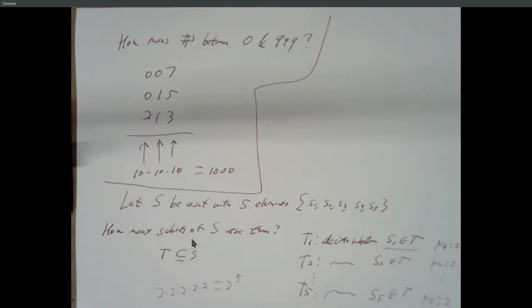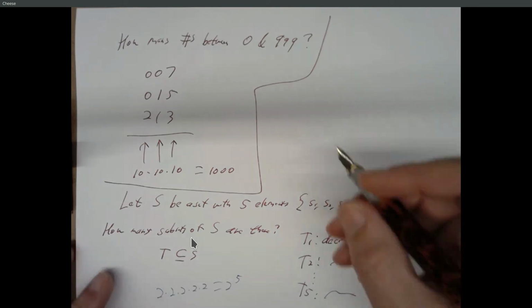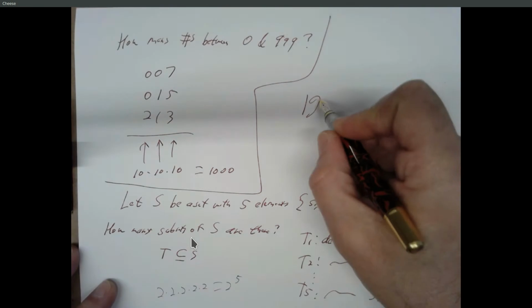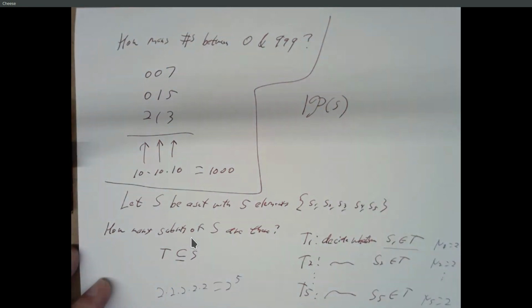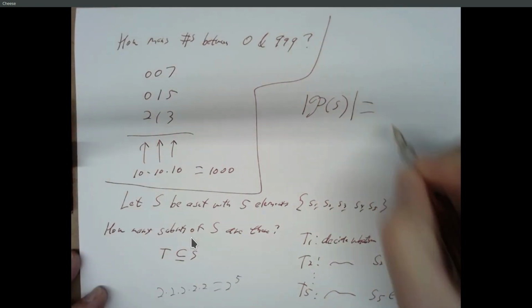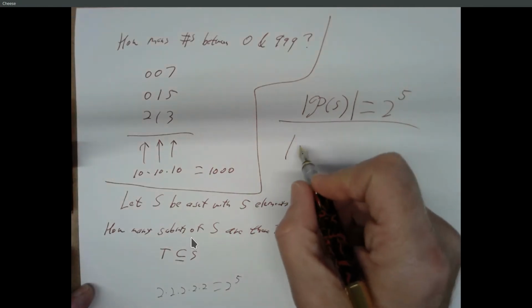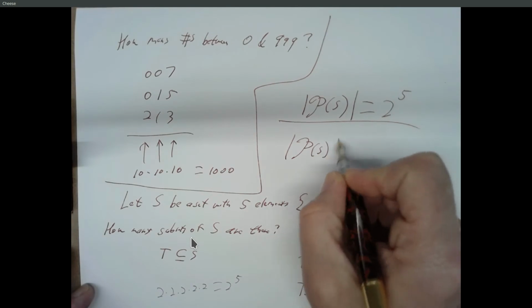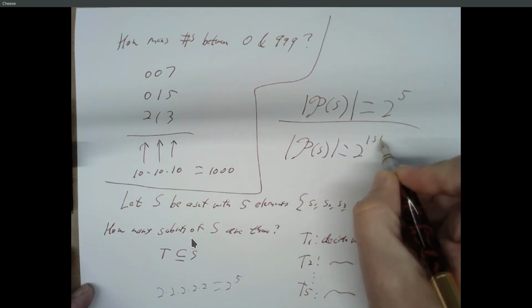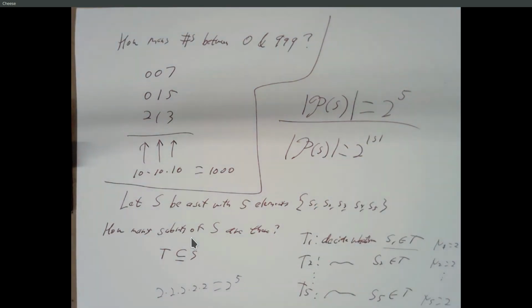So there are 2 to the 5th possible subsets, which is just revisiting the idea that if we take the power set of S, that's the collection of all possible subsets, the cardinality of that number of things in there is going to be 2 to the 5th. And you can generalize this pretty easily to show that for a finite set S, the cardinality of the power set is 2 raised to the cardinality of the set itself.